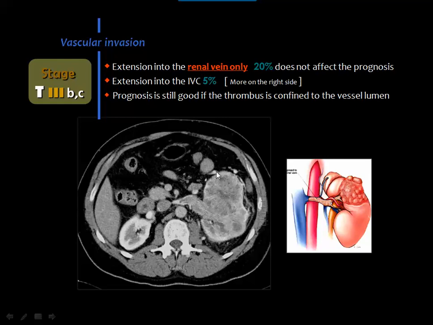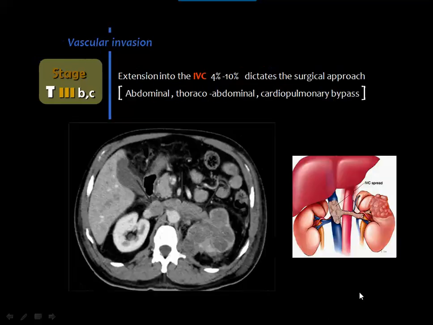Here you see the renal mass which is infiltrating the left kidney, and you see the tumor is extending into the renal vein, but it did not yet reach the IVC. Then if the tumor has reached the inferior vena cava, as in this case, you see a renal mass, and there is invasion of the renal vein reaching the site of the IVC, then you can say that this is stage 3C.